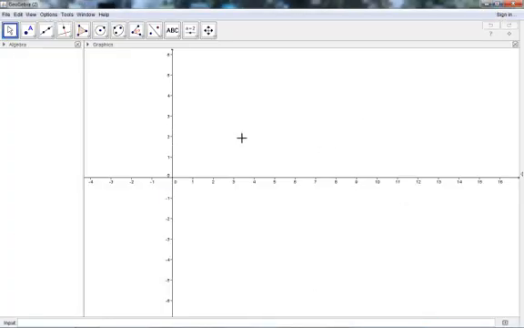Okay, this is your GeoGebra screen. I'm going to show you a few things about it that you can do so you know how to use it, because this is a really nice tool. It's a great technological tool. It's an excellent teaching tool, and kids actually like playing with this once they learn how.